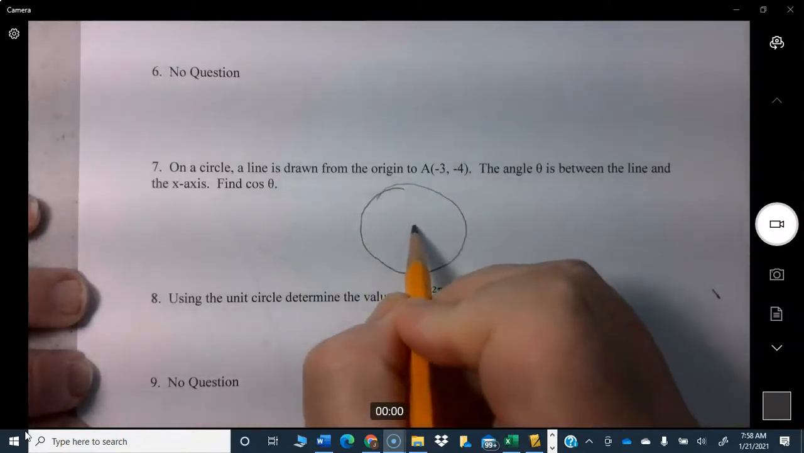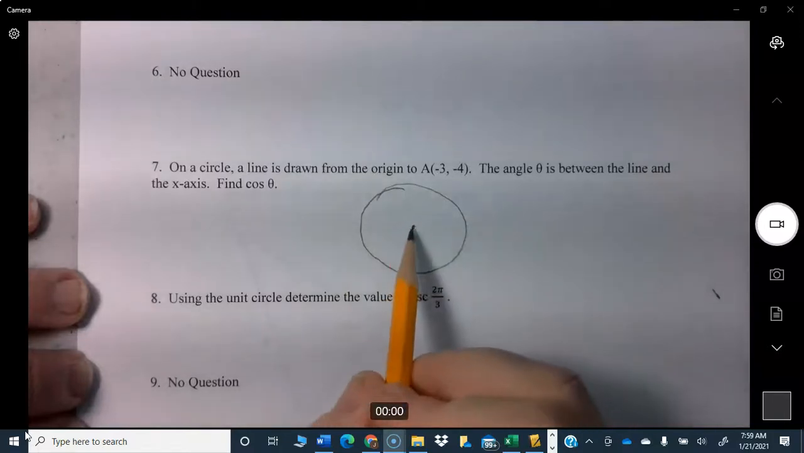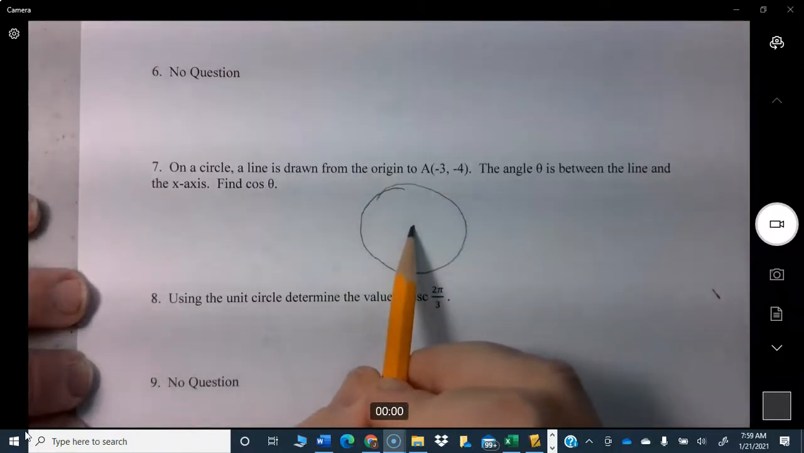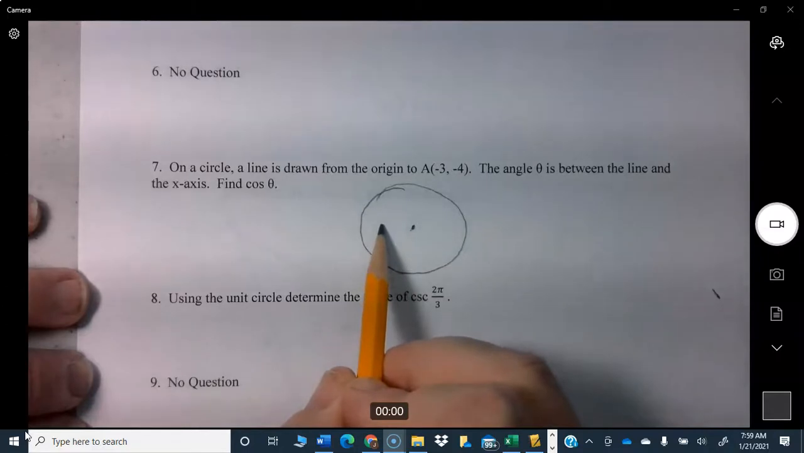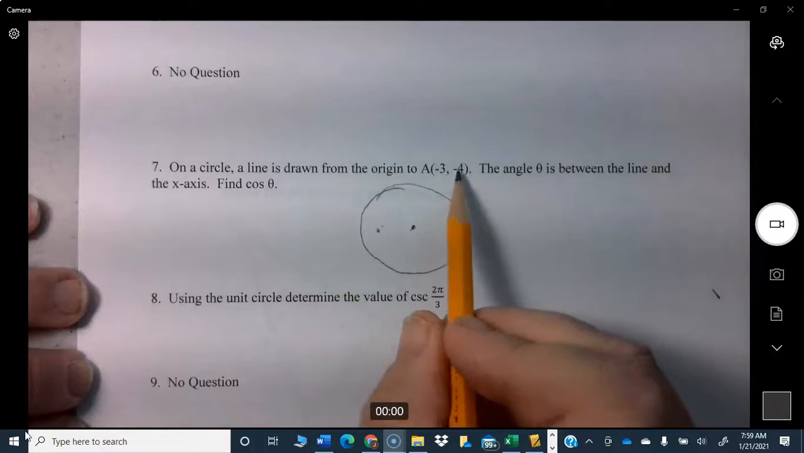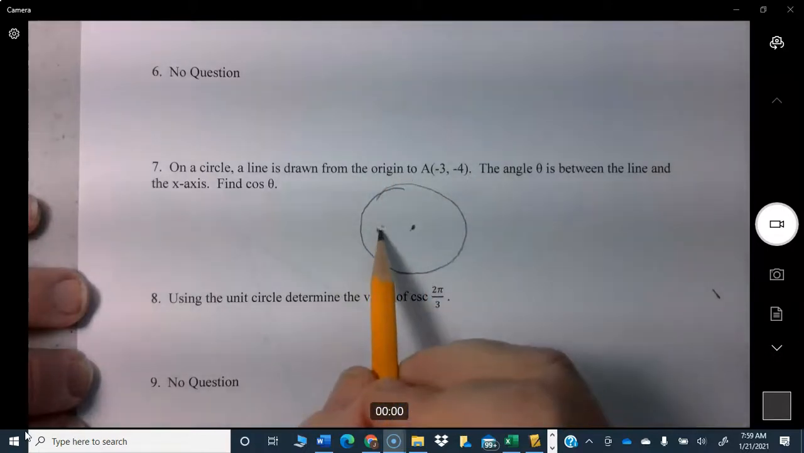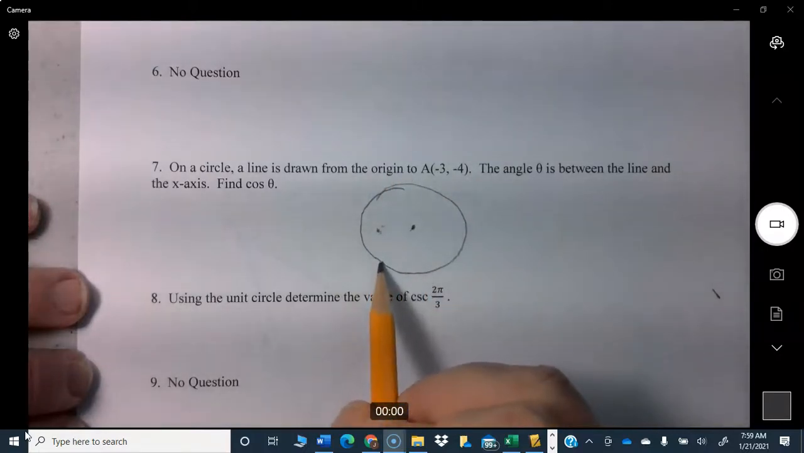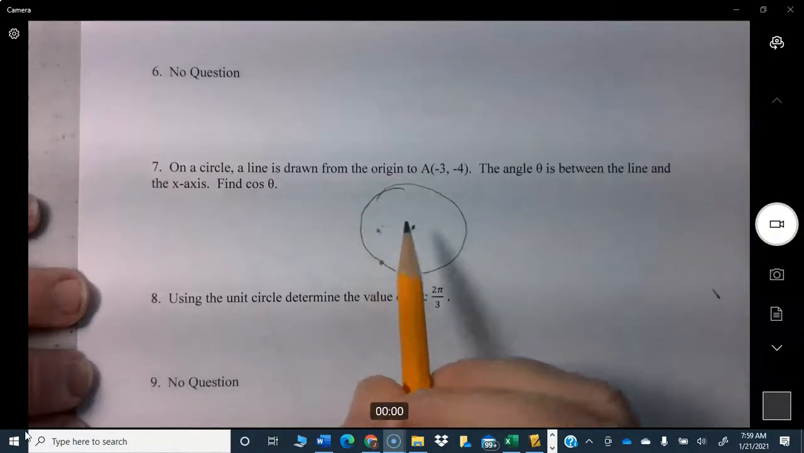Something like that. Okay, so -3, -4: you start at 0, 0, and -3 means you move back this direction. I'm going to move it right about there. And then -4 is your y coordinate, you're up and down, and that's going to go down to there. So it's going to end up on the circle. It has to end up on the circle.